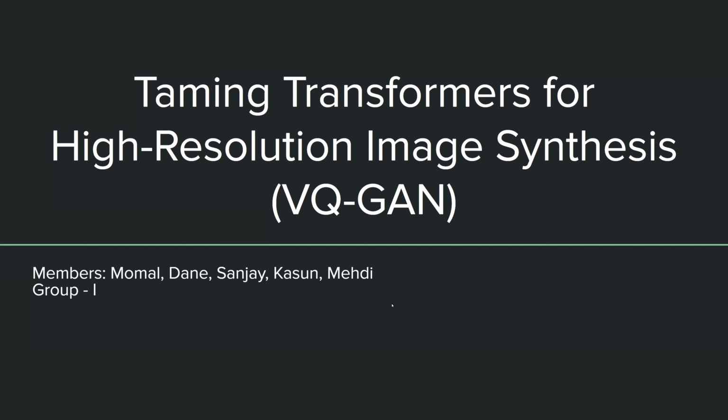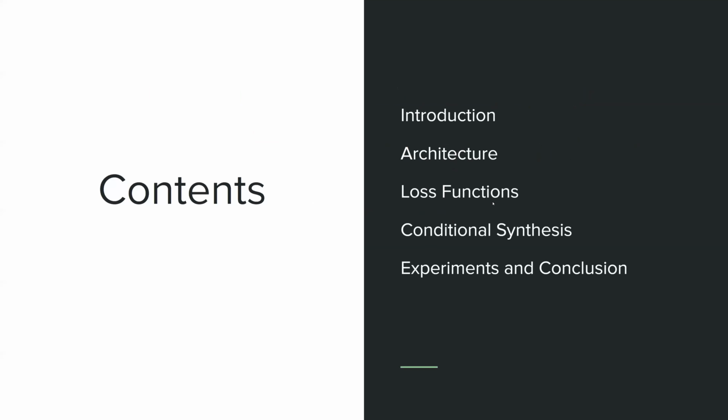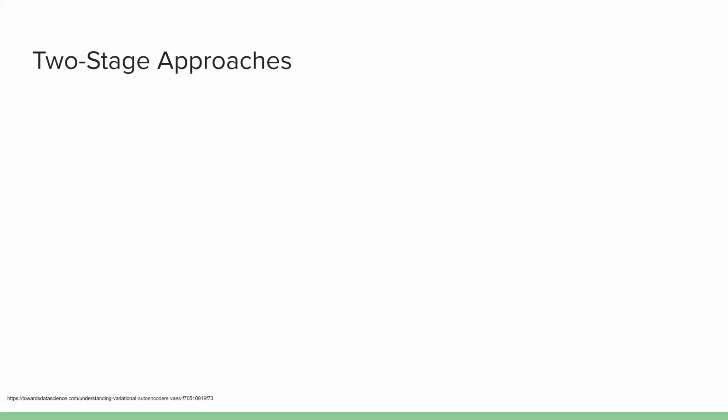Transformers for high resolution image synthesis, also known as VQ-GAN. So we're going to go over an introduction, architecture, and the loss functions, the conditional synthesis, and then experiments and conclusion.